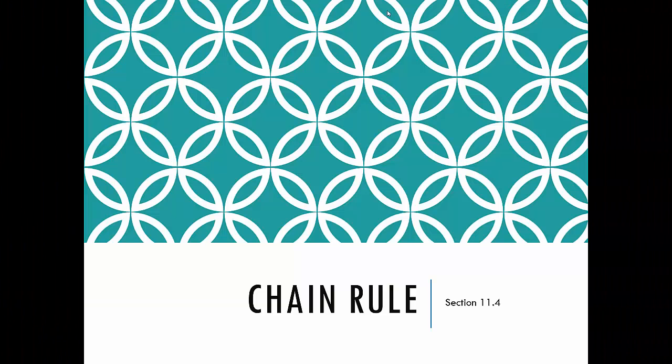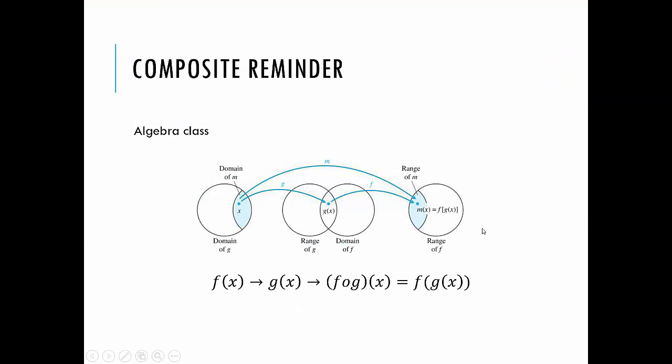Let's look at the section on the chain rule. If you remember in algebra class, you learned about composite functions. They were a function of a function. I always think about your paycheck as a function of how many hours you work, and then maybe you put it in a savings account and actually get interest. So your function could be based on the number of hours you worked and then based on your interest rate.